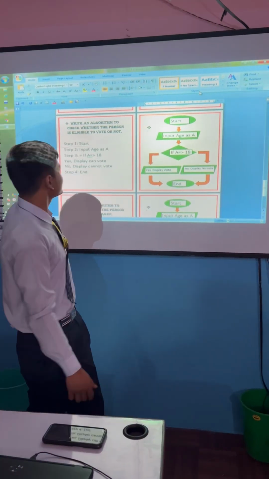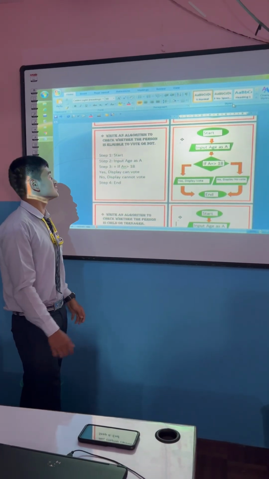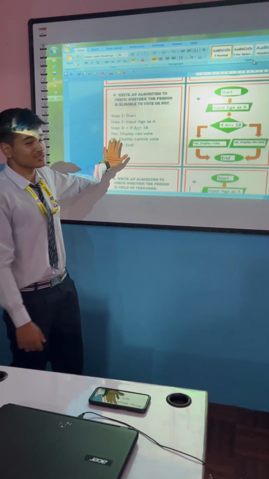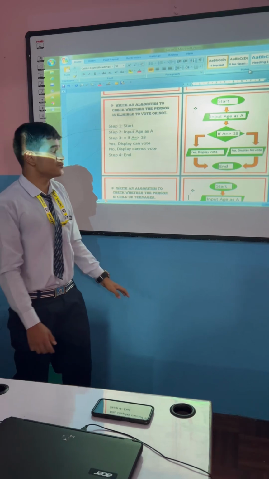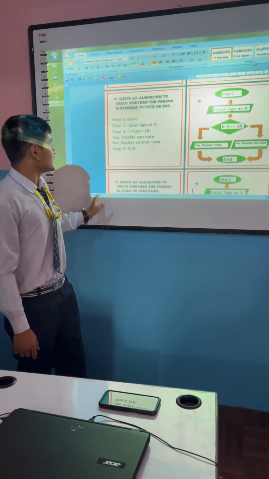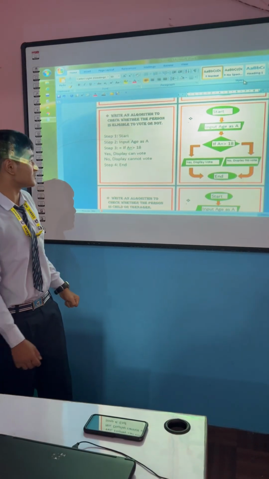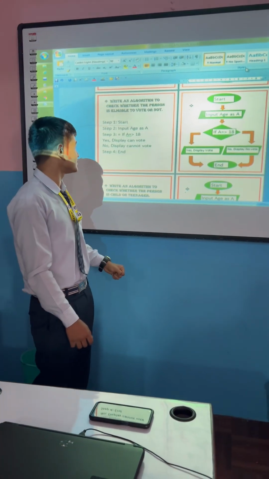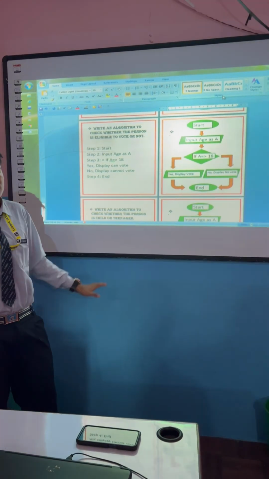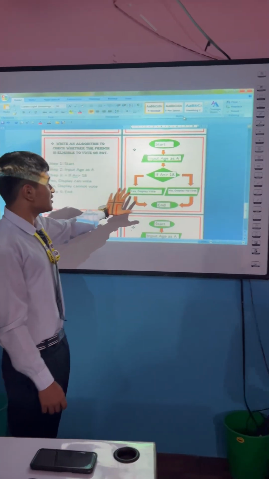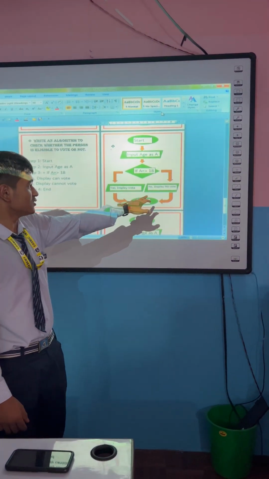And the next one is whether the person is eligible to vote or not. In it, step 1 start, step 2 input age as A, step 3 if A is equal to or greater than 18, yes, display can vote, no, then display cannot vote. Here is the figure: yes, display vote, no, display do not vote.